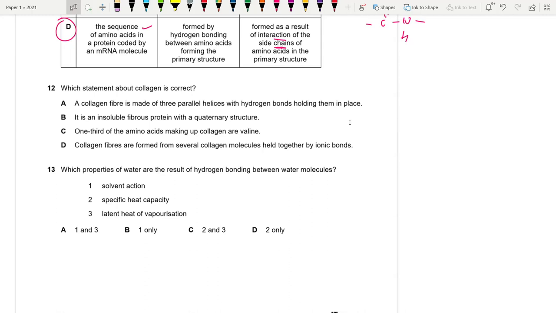It is an insoluble fibrous protein with a quaternary structure. 1/3 of the amino acids are not valine, it's actually glycine. Okay, that's wrong. Collagen fibers are formed from several collagen molecules held together by ionic bonds. That's wrong. It's actually not ionic, hydrogen. Okay, so it's between A and B. Which one is the better one? B is just the better answer.